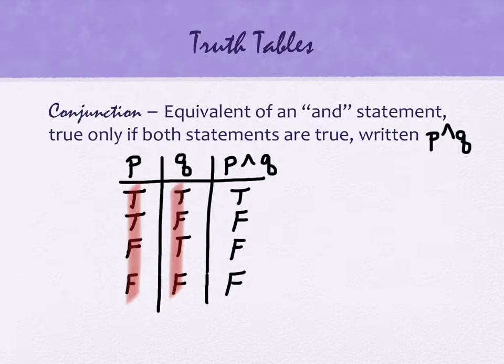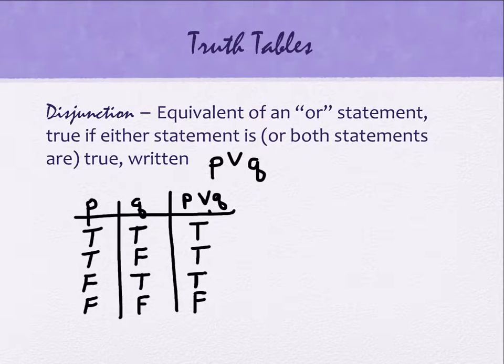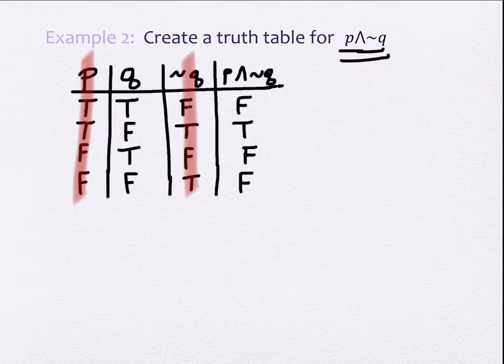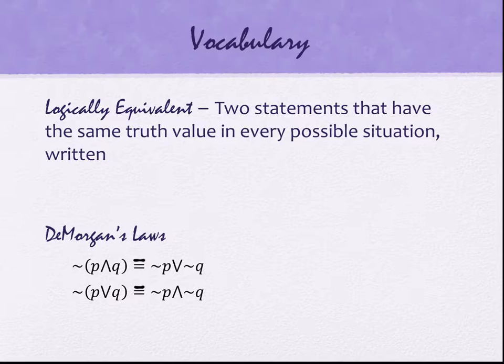Conjunctions are statements with the word and in them, or the equivalent of the word and. Sometimes it will say the word but. We talked about that. And then disjunctions are statements that have the word or in them. Then we had done this truth table right here, I think was our last statement that we had done, right? We talked about how we create a truth table.